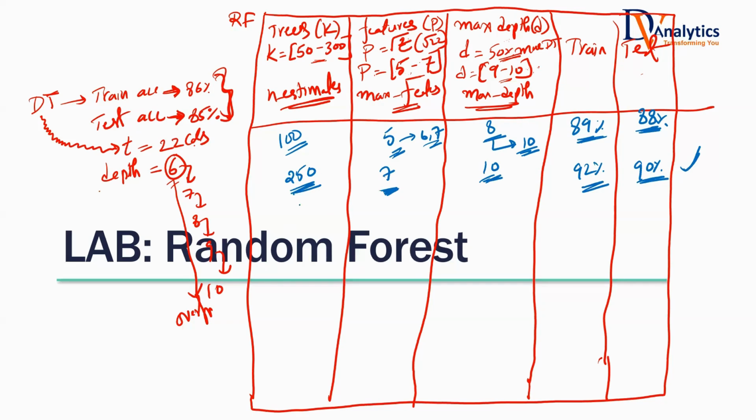Jagannath. Number of estimators 20. Now that is too less. What is the usual number that we have to try? Isn't it 50 to 300? It has to be very high.